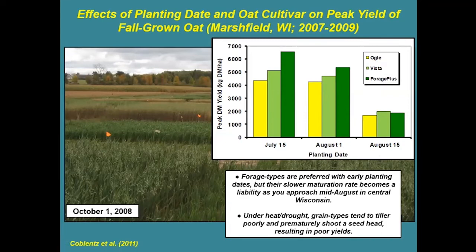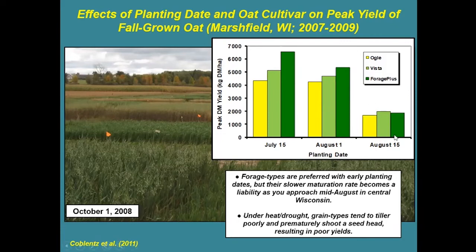And what we found was that with these really early dates, the predictable advantage for yield for the forage type and even the slower maturing grain type occurs as you would expect. And even on about August the 1st in the central part of Wisconsin, that would be the same you would expect. However, when you get out to the 15th of August, you're starting to run out of time. And in that case, you don't see that effect.